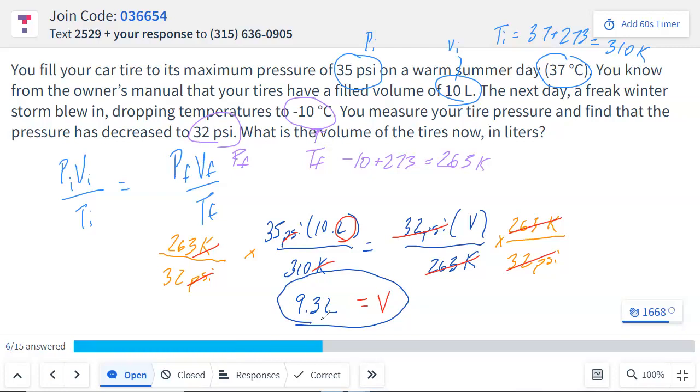So 9.3 liters would be the volume now of these tires, and so they would appear slightly deflated. Not a terribly large difference between 10 and 9.3, but probably enough to notice that they at least look a little bit saggy or a little bit floppy, depending upon how big they are.